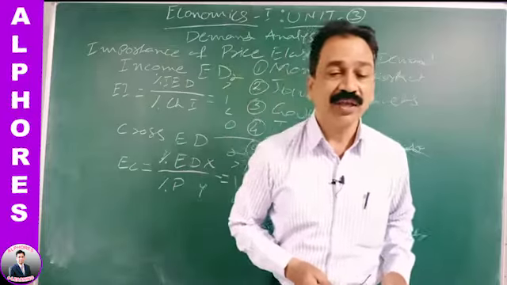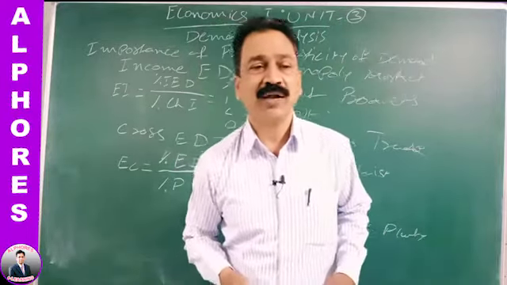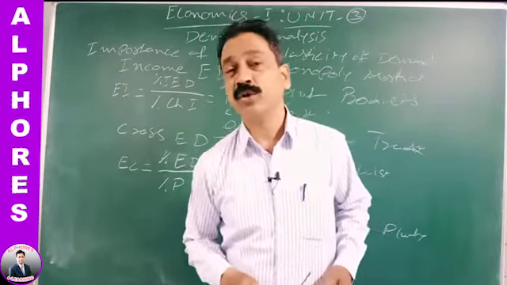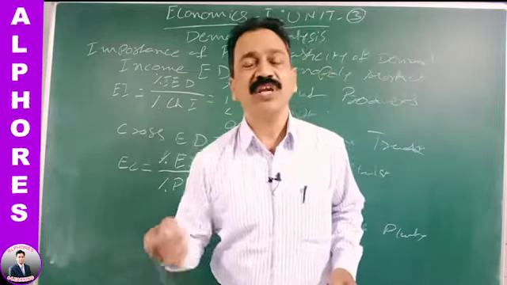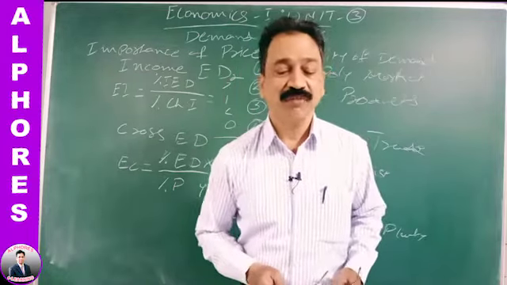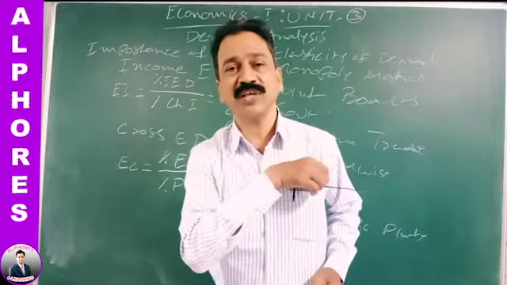Next, we have seen exceptions to the law of demand, that is Giffen paradox, Veblen, illusions and speculations. And we have seen the negative slope of the demand curve. With this, we can come to a conclusion that our demand analysis, the 3rd chapter, is completed.